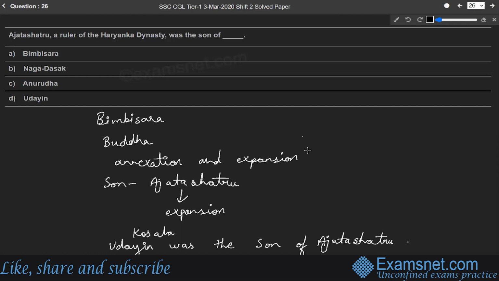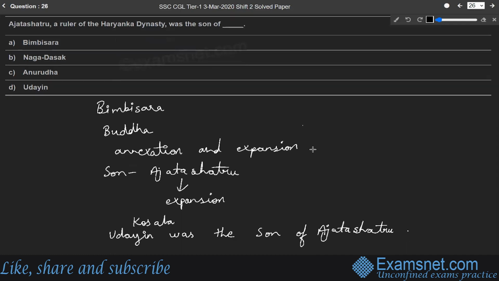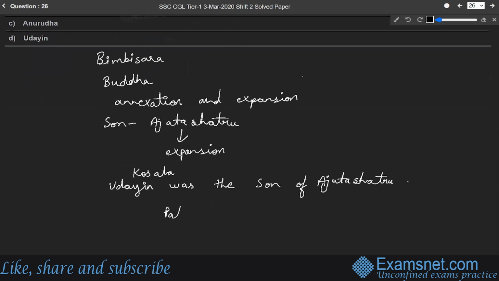And Udayin built the city that is Patliputra. Do you know what is the common name of Patliputra? It is also known as Patna. Udayin was the son of Ajatashatru and he built the city of Patliputra, which is also commonly known as Patna.